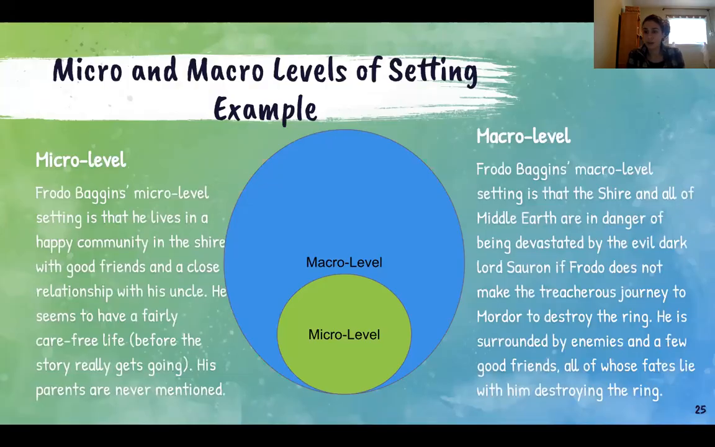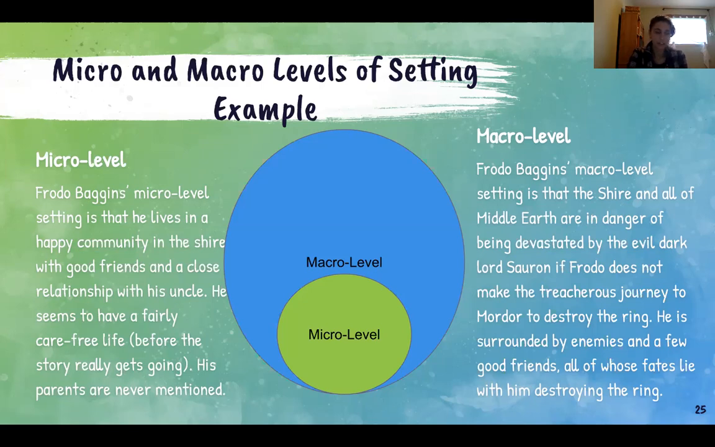An example would be Frodo Baggins from Lord of the Rings. His micro-level setting is that he lives in a happy community in the Shire, he has good friends and a close relationship with his uncle. He seems to be generally pretty carefree, before the story gets going, that is. His parents are never mentioned. In the macro level, Frodo lives in the Shire, and all of Middle-earth, including the Shire, are in danger of being devastated by the evil Dark Lord Sauron if Frodo does not make the treacherous journey to Mordor to destroy the ring. He's surrounded by enemies and a few good friends, all of whose fates lie with him destroying the ring. So those two settings are all playing together to create the atmosphere of Frodo's story.